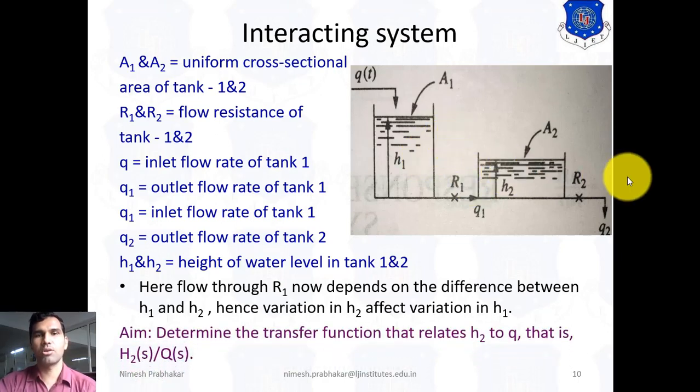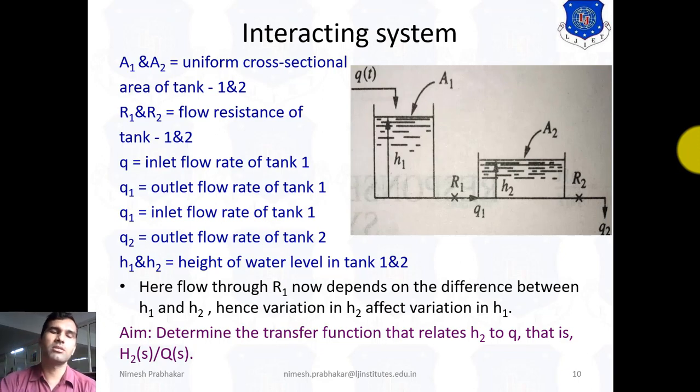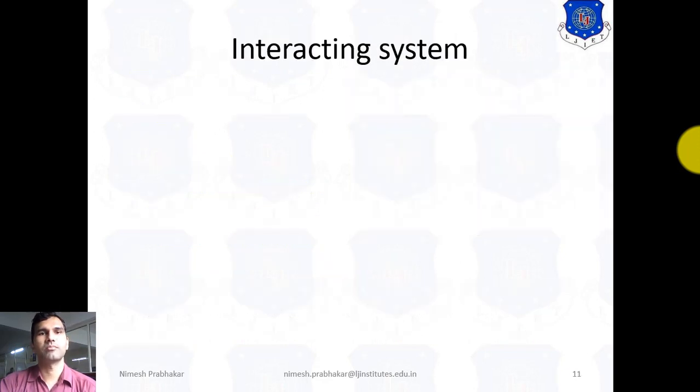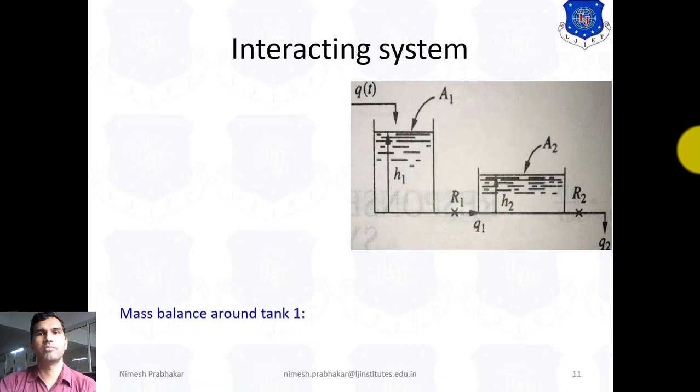So the aim is the same as for the non-interacting system: to determine the transfer function relating H2 to Q, that is nothing but H2(s) upon Q(s). The assumptions are the same as in the non-interacting system. So we start here for the interacting system.